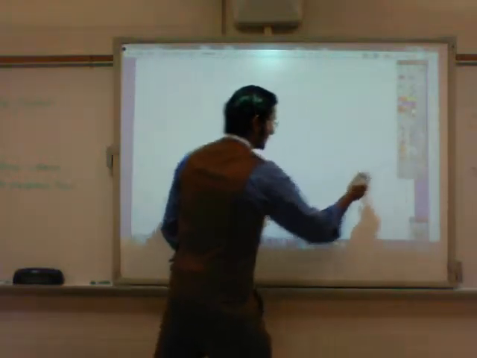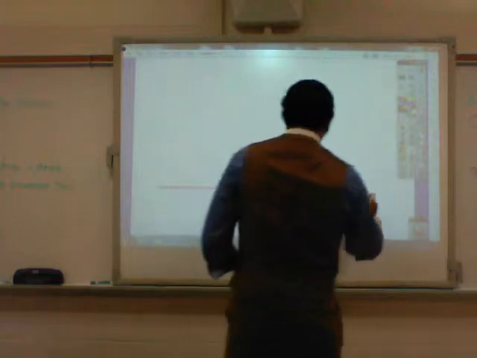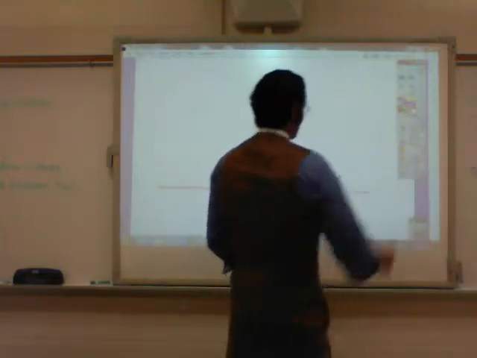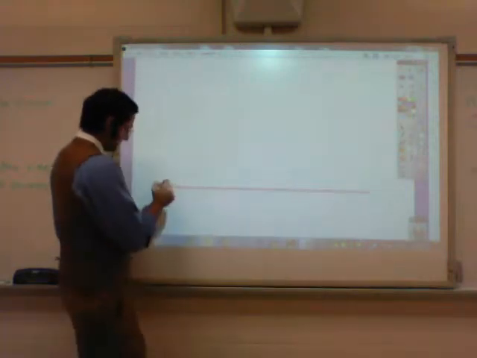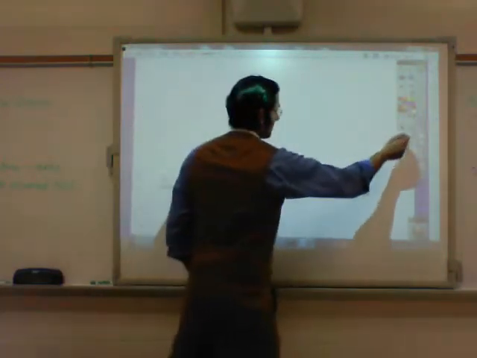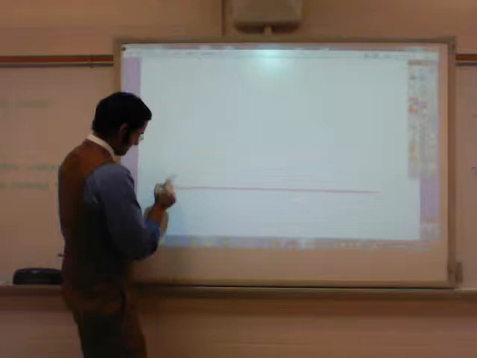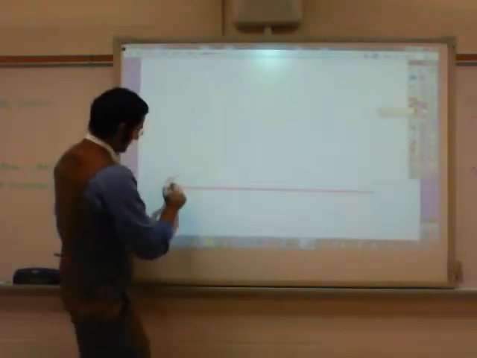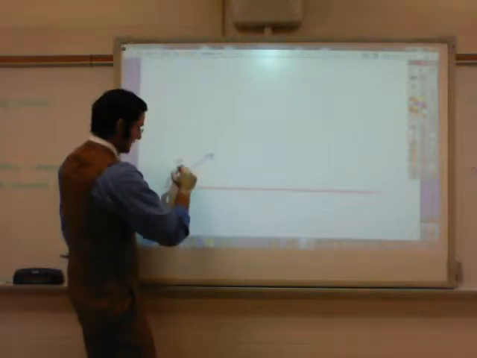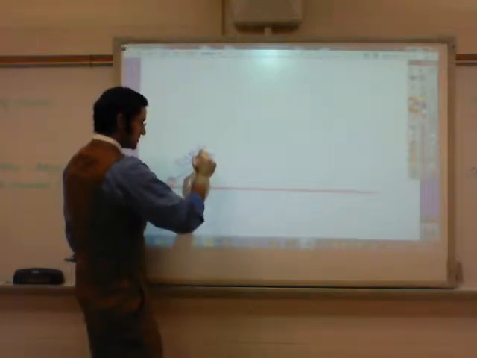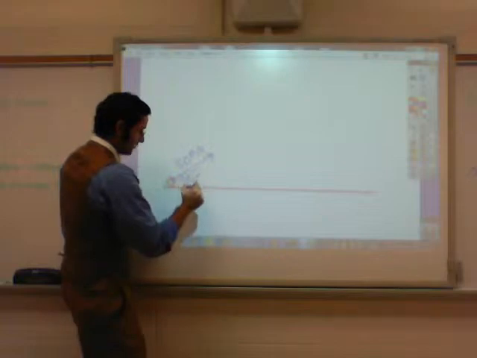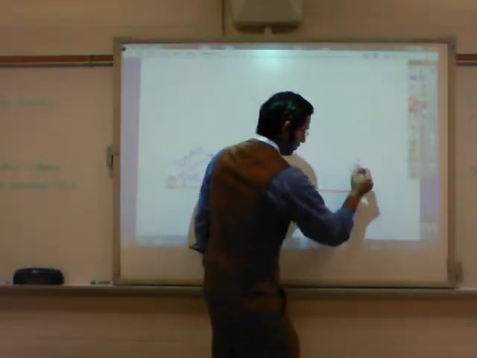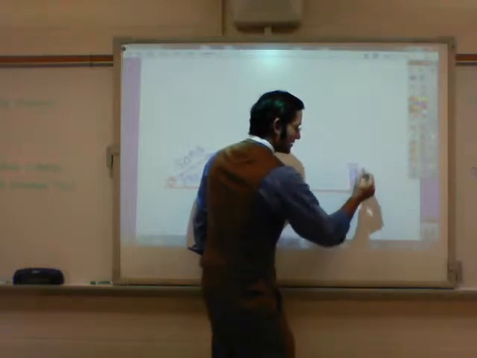So the diagram looks something like this. You've got the ground, and then you have a cannonball right here. And the cannonball is being fired at an initial velocity of 50 meters per second at an angle of 40 degrees. And 220 meters to its right is a wall. And the wall is 30 meters tall.